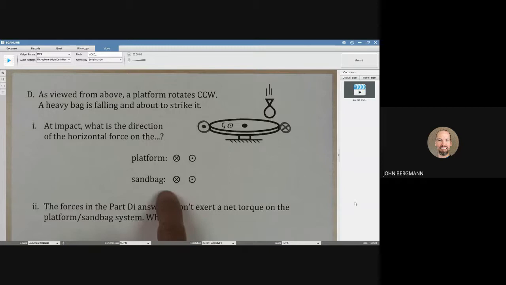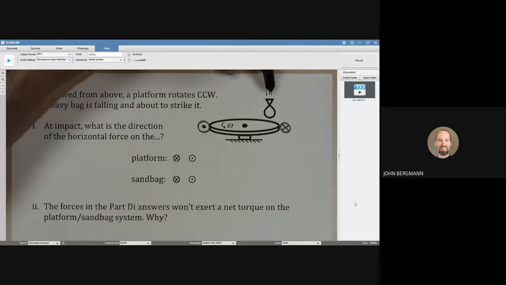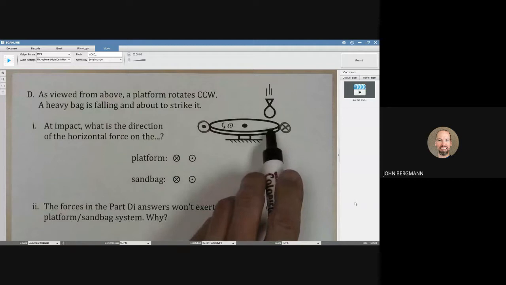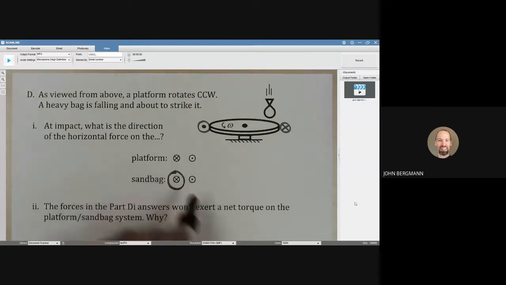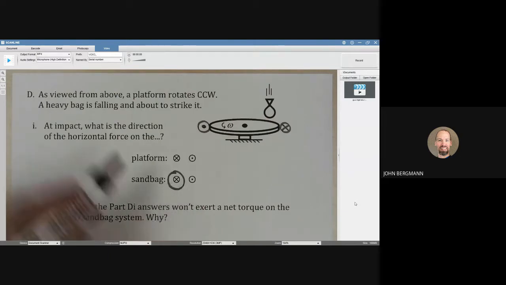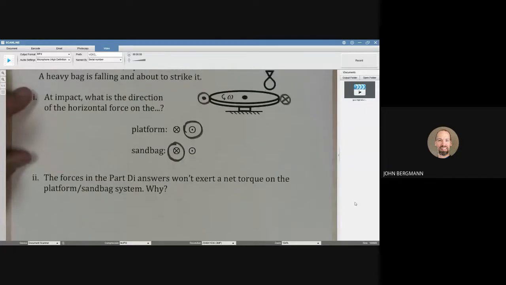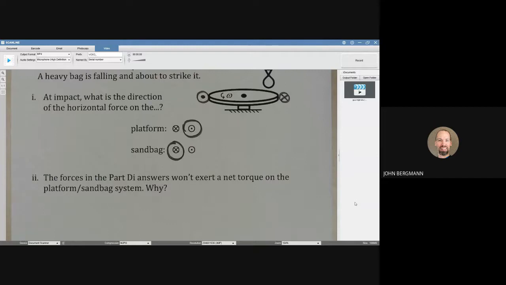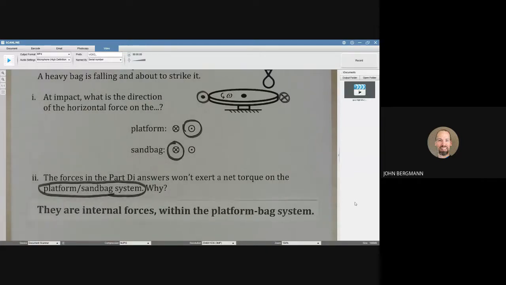Well, let's deal with the sandbag first. If you were the sandbag and you were falling down here, as soon as you hit this platform, wouldn't you experience a force into the page? And if the platform exerts a force on the sandbag into the page, then the sandbag exerts a force on the platform out of the page. Those forces that we just talked about here won't exert a net torque on the platform bag system. Why not? Because they are internal forces within the platform bag system.